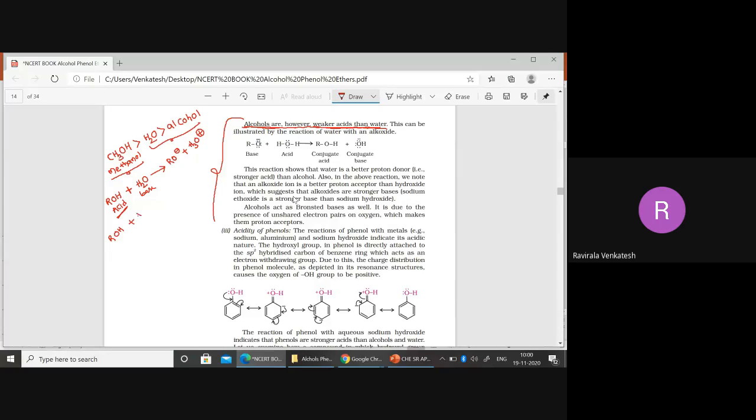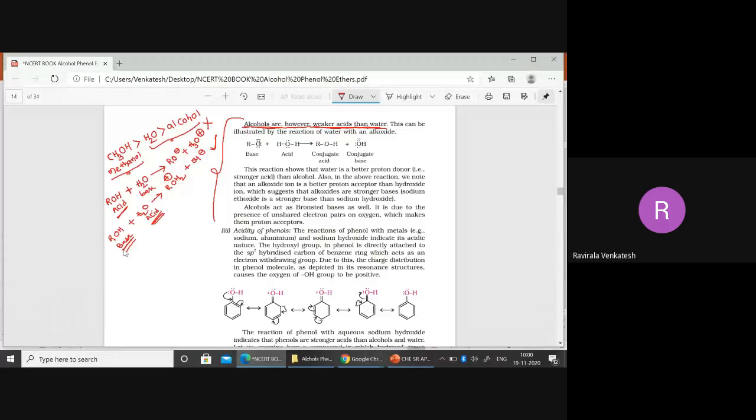Reacting with what again? Water. Now if you treat this one as a base and this one as acid, in this case you get ROH2 plus and OH minus. So among these two, this is happening actually, and this is not happening actually. That means if you treat water and alcohol, water is acting as acid, and alcohols are acting as a base. Why? Because whichever is having more acidic character will act as acid. Whichever is having less acidic character will act as a base.